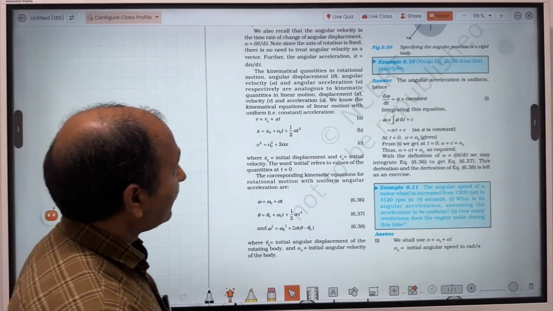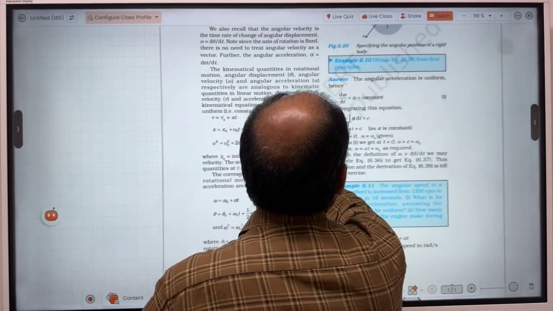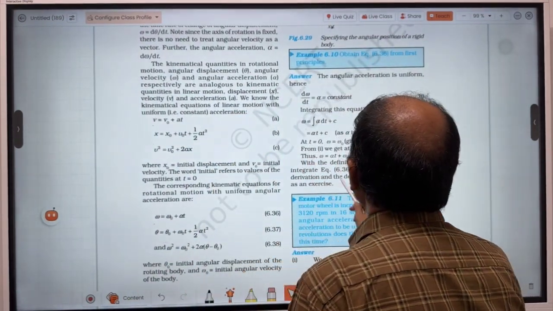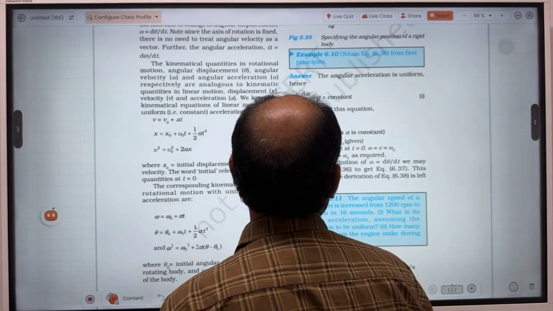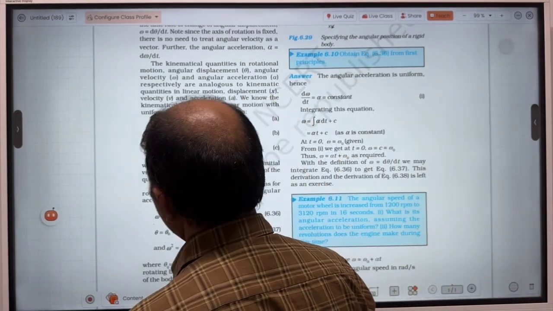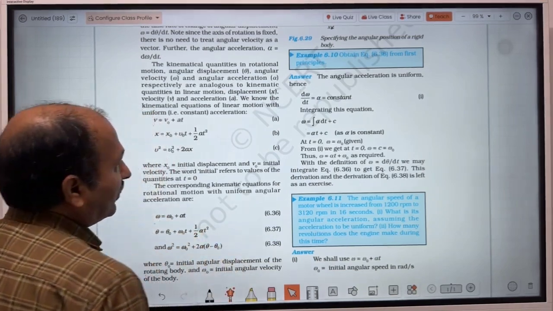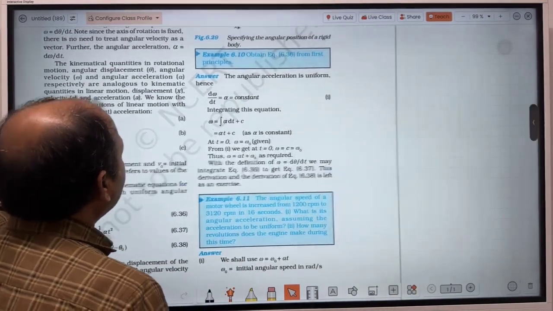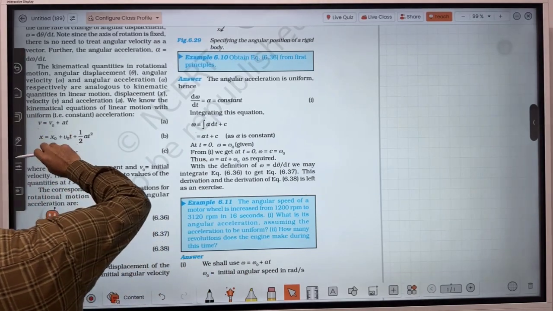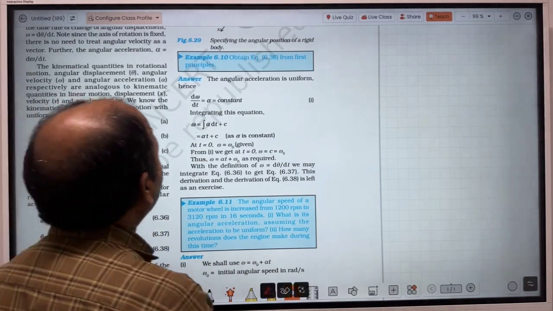Now here the question says, obtain omega equal to omega 0 plus alpha t using first principle. First principle means you are going to integrate. You are going to take the result of integration. So for that purpose, let's proceed.